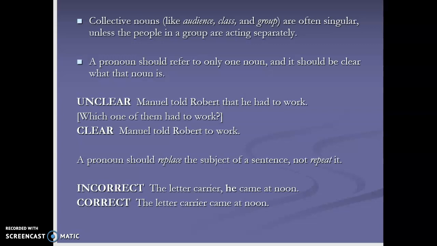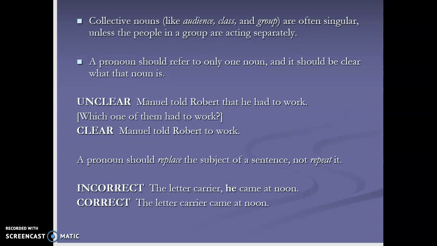Okay. You want to make sure that your pronoun antecedent is clear. Manuel told Robert that he had to work. Well, who had to work? Did Manuel say that Manuel had to work, or did Manuel tell Robert that Robert had to work? It's unclear. So make sure that there's a clear connection between pronoun and antecedent.